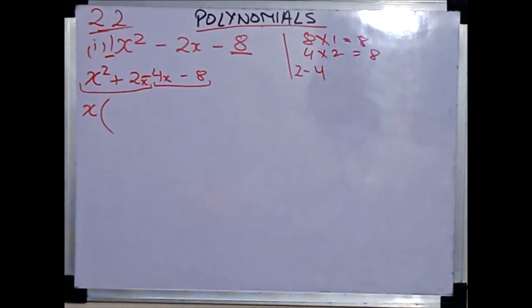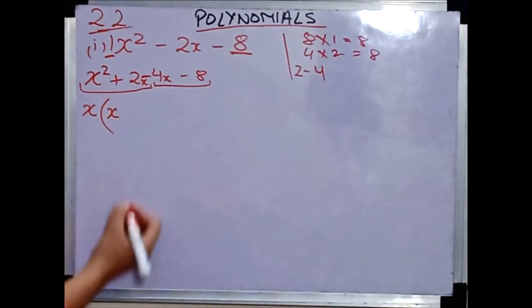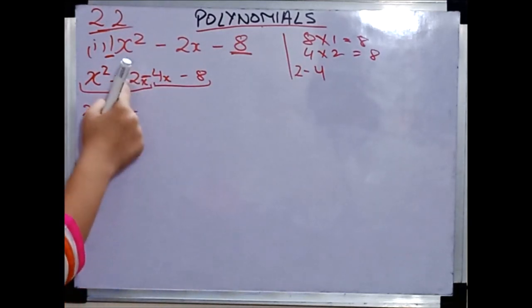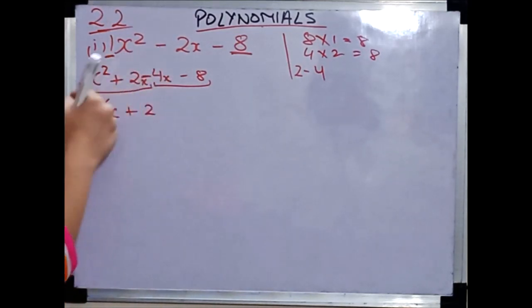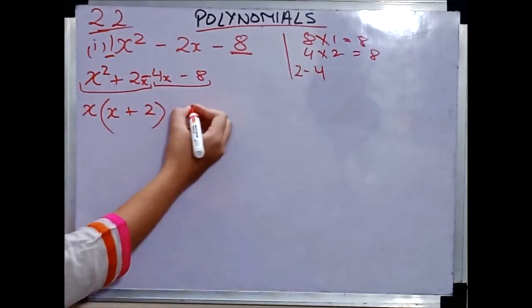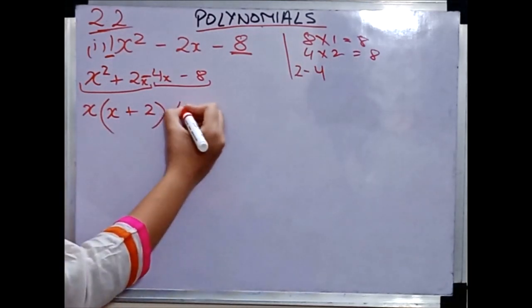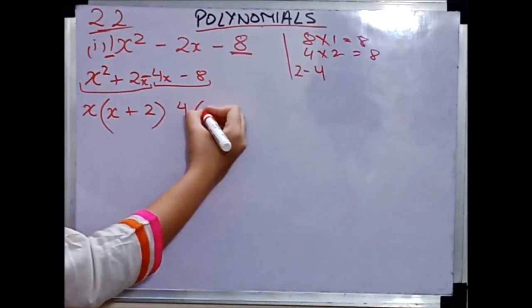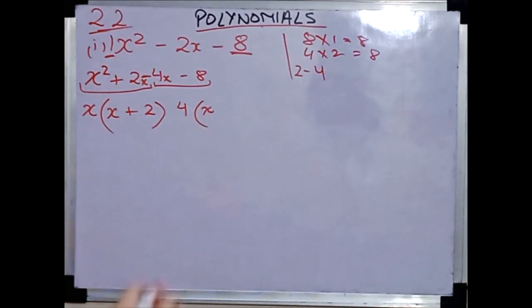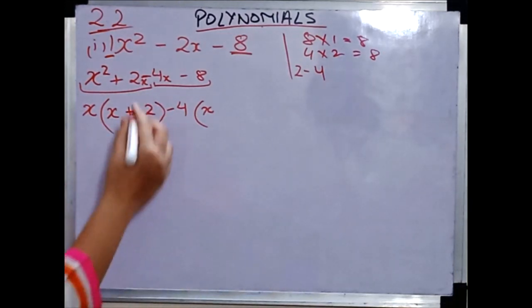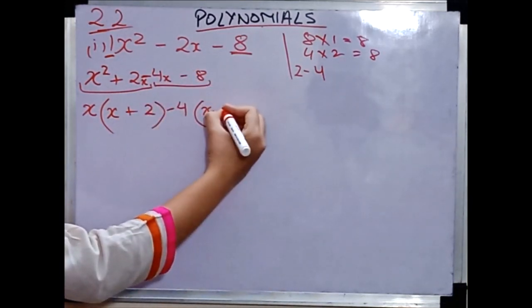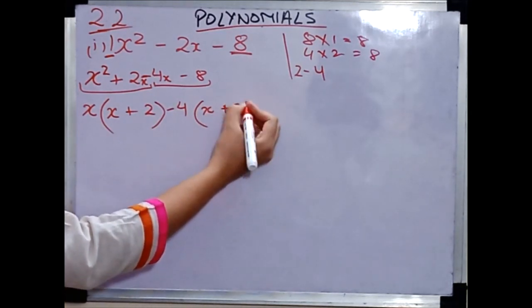In the bracket, what am I left with? From x square, x came, then we have x here plus. Now 2 is remaining with x, so we took x common. Now in this case, what can we take common? We can take 4 common, right? X will remain as it is. Let us take minus 4 as common, then it will be like x plus 2.